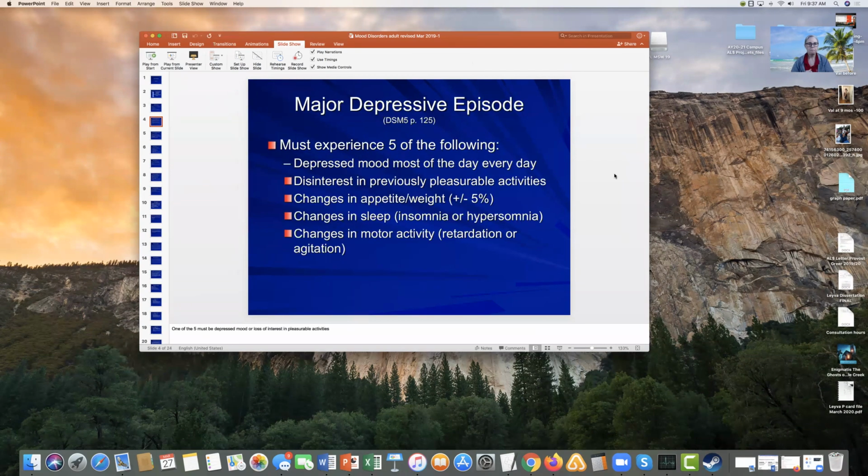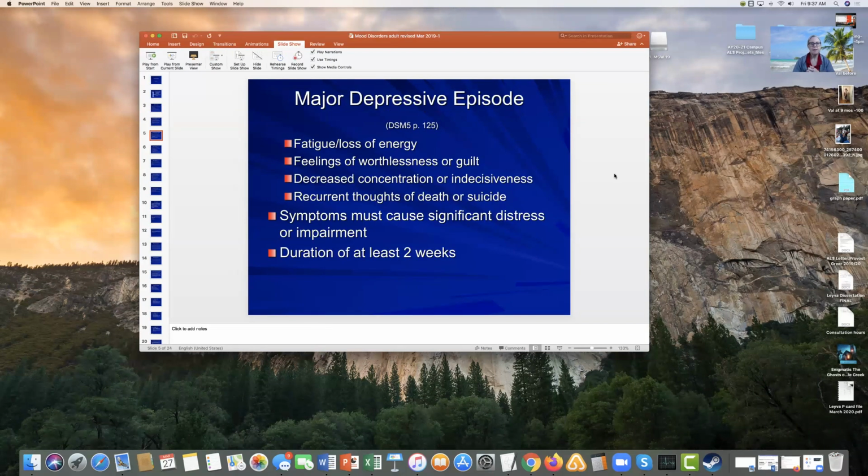In the DSM, for a major depressive episode, you have to experience 5 of the following: depressed mood most of the day, every day, disinterest in previously pleasurable activities, changes in weight and appetite, either up or down, about 5%, changes in sleep, changes in motor activity, fatigue or loss of energy, feelings of worthlessness or guilt, decreased concentration or indecisiveness, and recurrent thoughts of death or suicide. The symptoms have to cause distress or impairment at some level, and it needs to have a duration of 2 weeks, at least 14 continuous days where these symptoms were experienced.